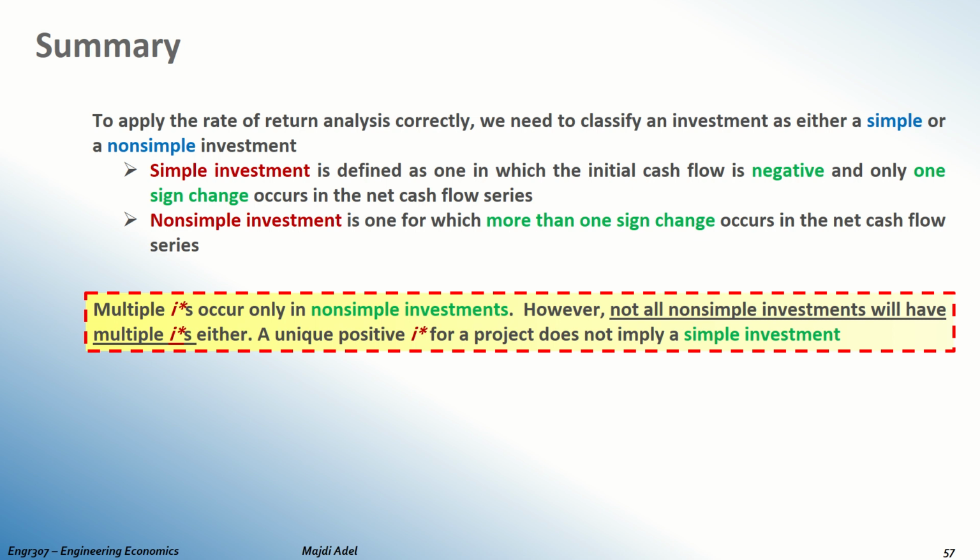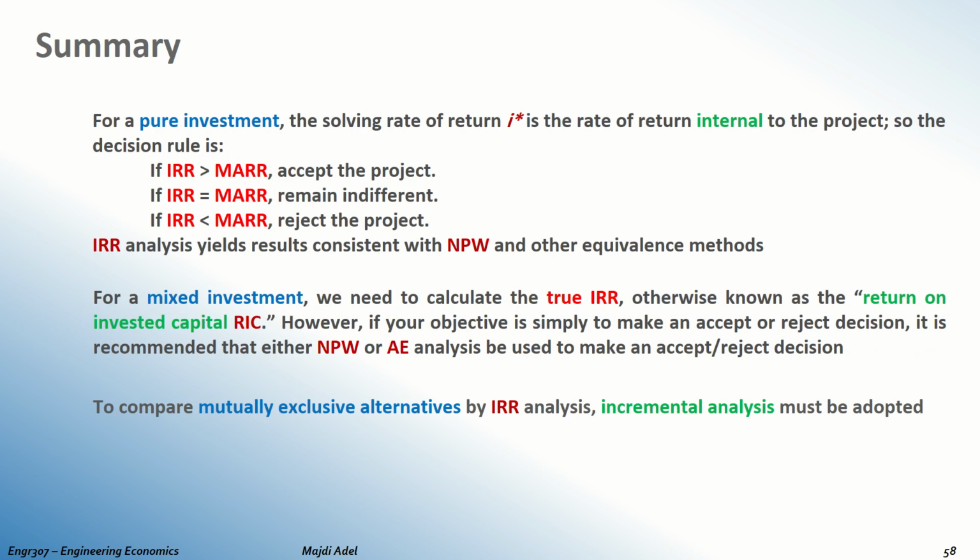And multiple i stars occur in non-simple investments. Not all non-simple investments will have multiple i stars. Therefore, a unique positive i star for a project doesn't imply a simple investment. Okay? And we classify the investments into pure and mixed investments.